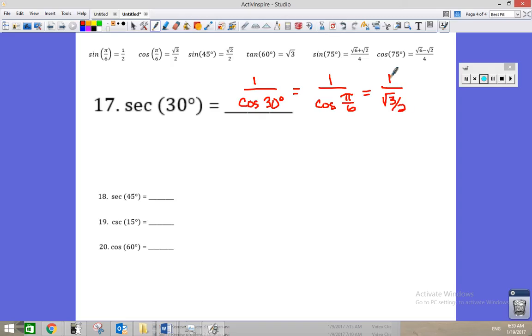So I have that the cosine of pi over 6 is radical 3 over 2. Division is the same as multiplying by the reciprocal, so 1 divided by this is the same as 1 times 2 over radical 3. To rationalize that, multiply by square root 3 over square root 3, and you get 2 radical 3 over 3, and that's our final answer for the secant of 30 degrees.